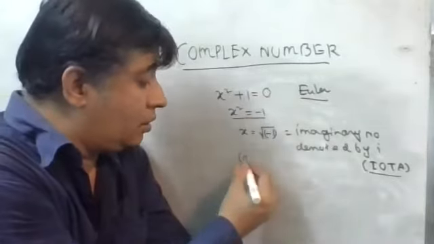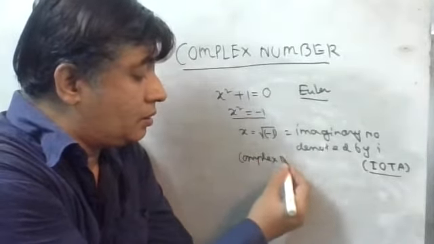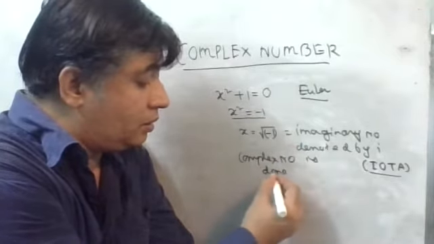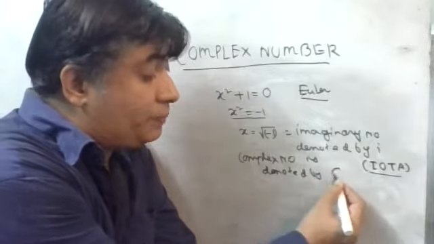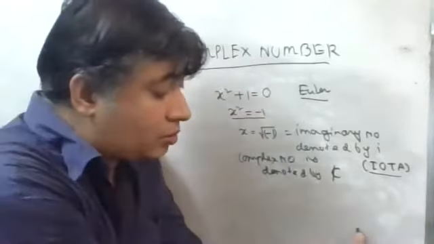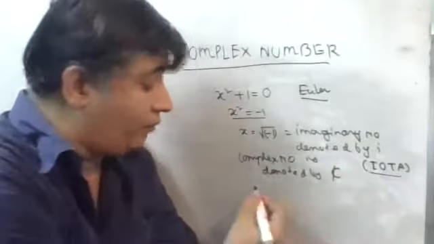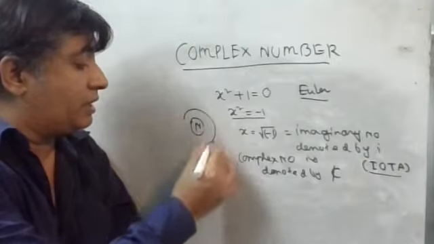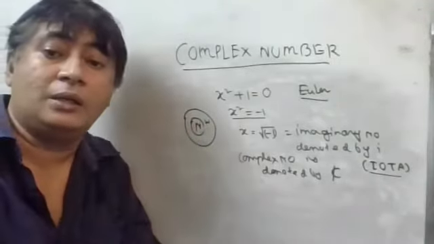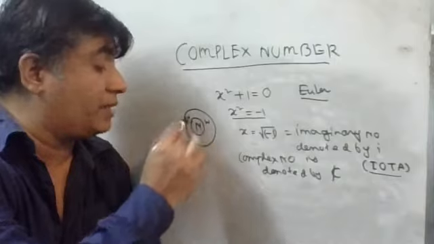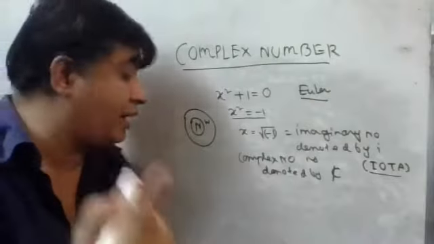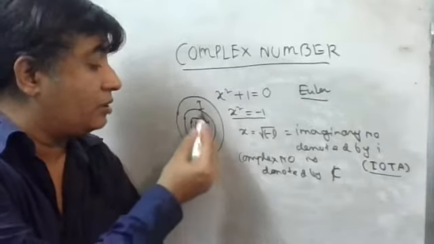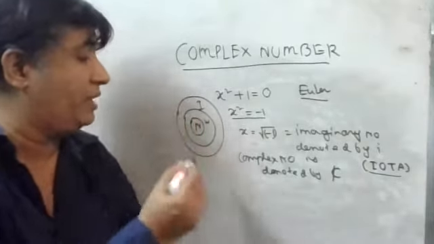Complex number is denoted by script C. You are quite familiar with the set of natural numbers. The set of whole numbers is a superset of natural numbers, because it contains one element more than natural numbers, that is 0. The set of integers consists of all elements of W, so W is a subset of integers.